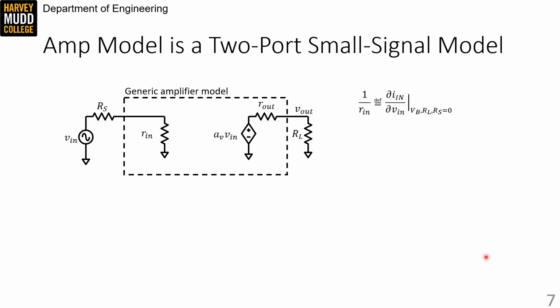So we formally define Rin as the inverse of the change in input current to the amplifier with respect to the input voltage. However, this derivative has to be taken under a lot of conditions. The first is just that we want our circuit operating at its bias point.